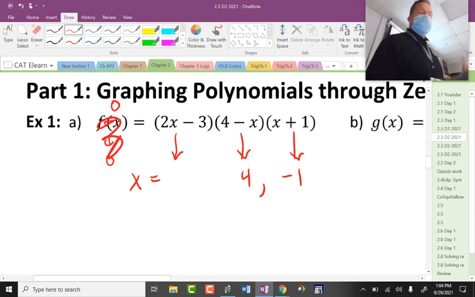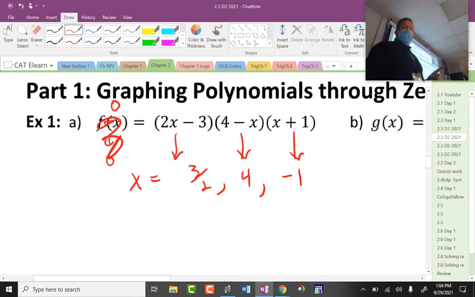And then what's this first one, which isn't that hard? I just wanted to do the fraction last. 3 what? Oh, yeah, 3/2, not 2/3. Add 3, divide by 2. So those are all my x-intercepts.